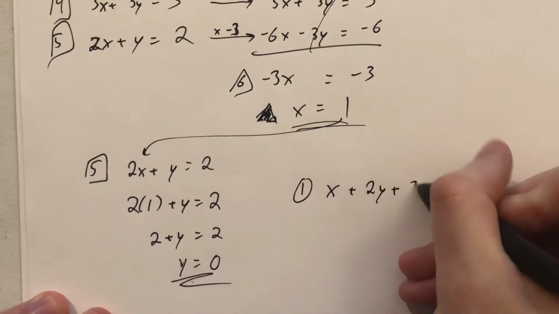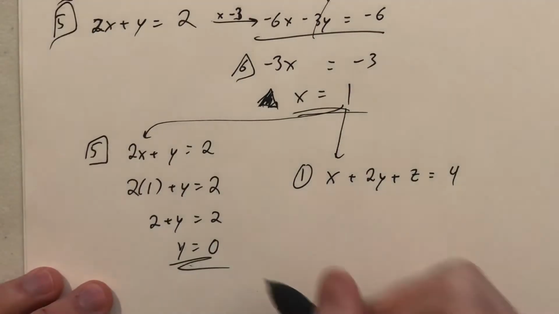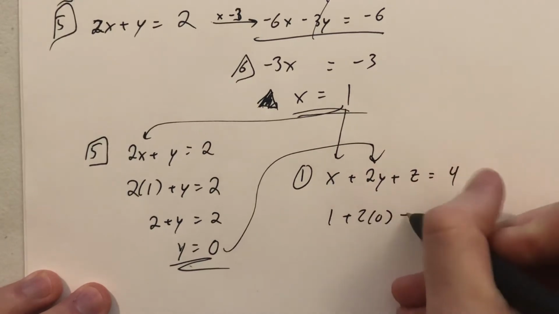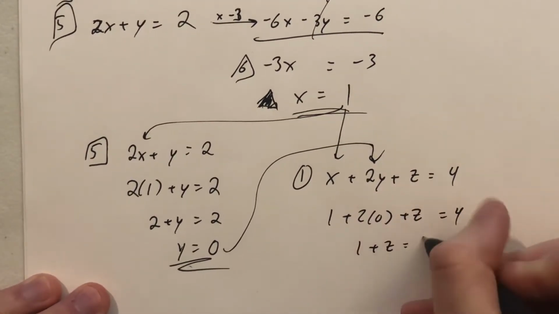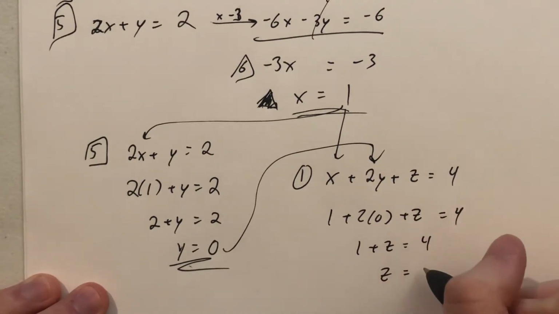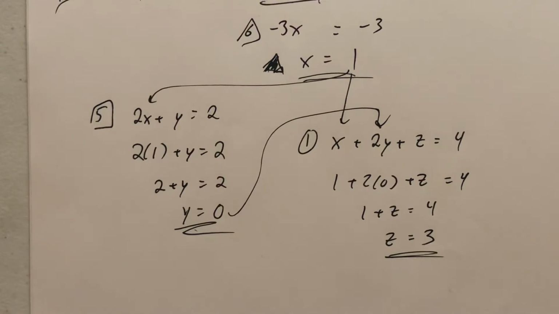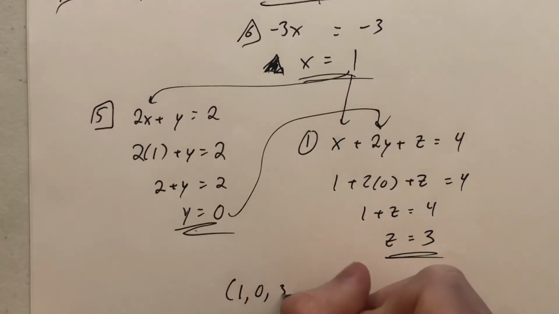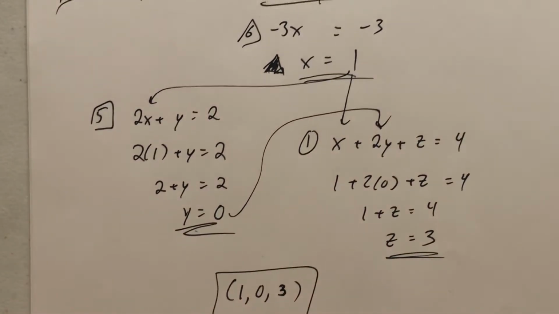x plus 2y plus z equals 4, but there goes 1 in for x and 0 in for y. And then we're finding the value for z. So 1 plus z equals 4. So subtract the 1 and z equals 3. And now we have all three variables, x, y, and z, and we write ourselves an ordered triplet of x, comma, y, comma, z of 1, 0, 3.